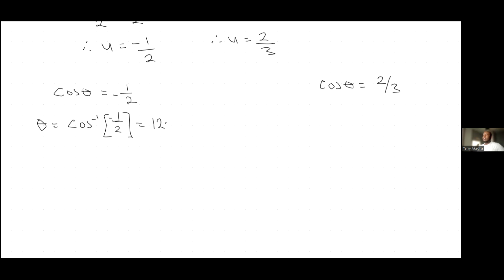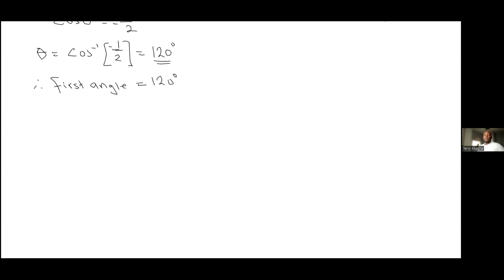So therefore, the first angle, or the principal angle, for this solution is equal to what? 120 degrees. Then we need to get all the possible answers for this 120. So as usual, the first angle is equal to 120 degrees. Now, how do we get the second angle here?